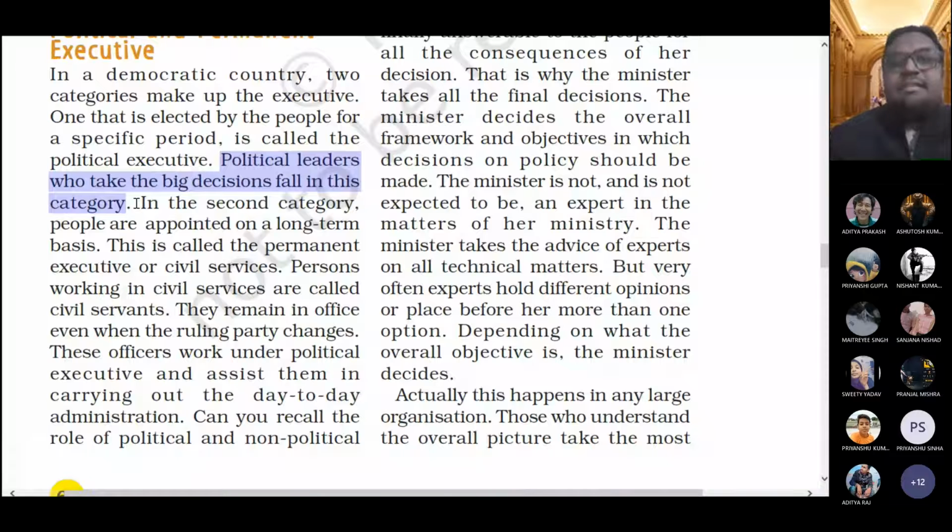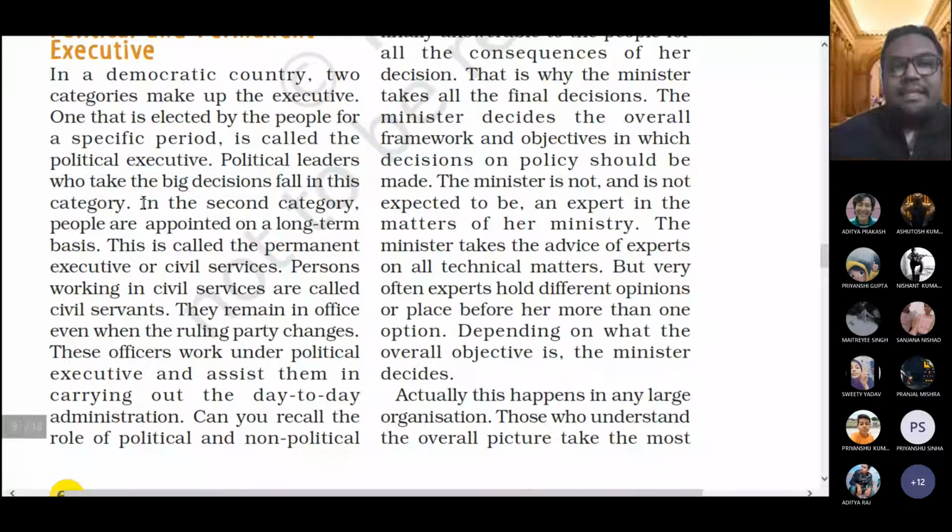Remember, students, this does not mean that the 543 members of parliament going to the Lok Sabha are all political executive. No. Only the ministers or political leaders who are taking the big executive decisions for the country, that is the prime minister, cabinet ministers, and other independent ministers. Only they are the political executive.